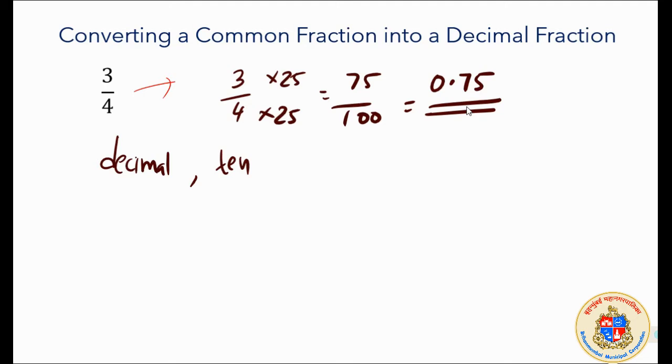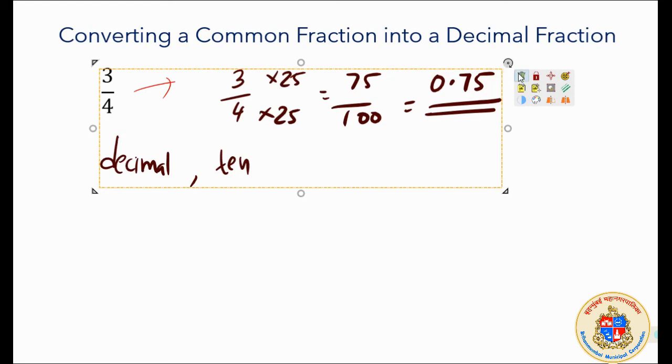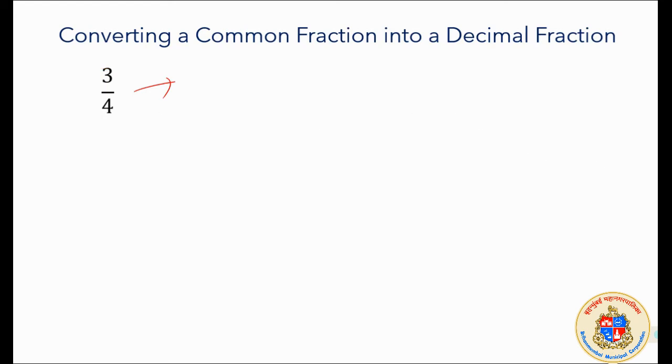That means you should convert the number into a number with denominator multiples of 10, like 10, 100, then 1000, etc., so that it will be easy for you. Simply you have to put the decimal point thereafter. This is a technique your textbook is also advising you to do. Convert the denominator into multiples of 10. That technique you should remember when it comes to converting a common fraction into a decimal fraction.